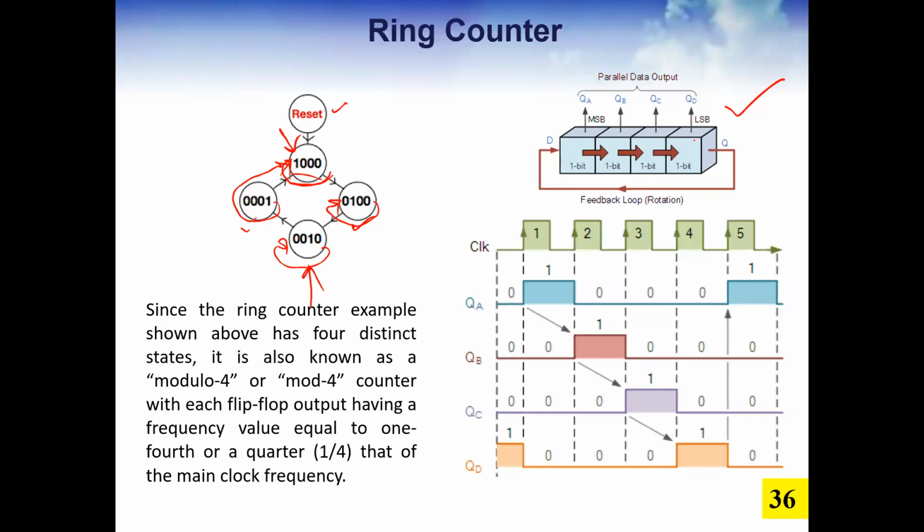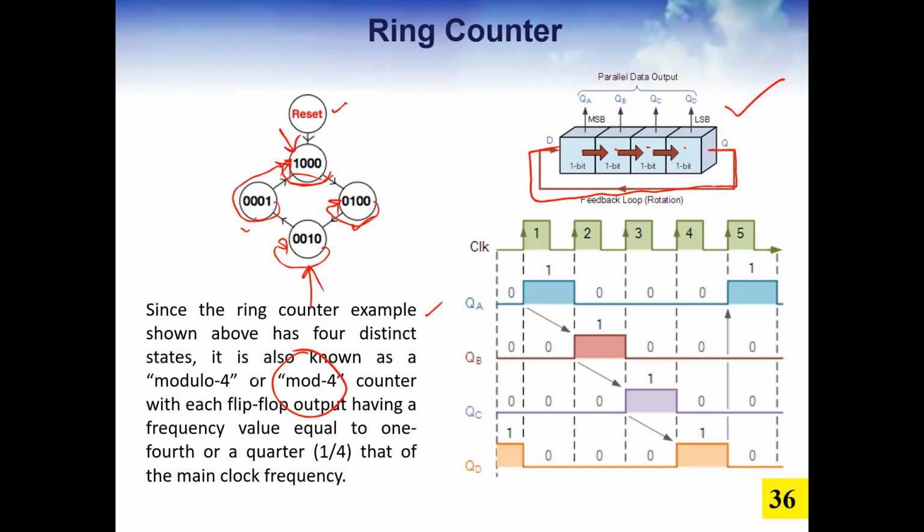So we have a shift register basically, and shift register design we have seen in the beginning. It is basically made up of D flip-flops, data flip-flops. So output of this one is connected here and here and here, shifting right 1 bit, and then this is going to be the rotate here, the loop. So this is basically the design. Since the ring counter example shown above has 4 distinct states, the mod will be mod 4, right?